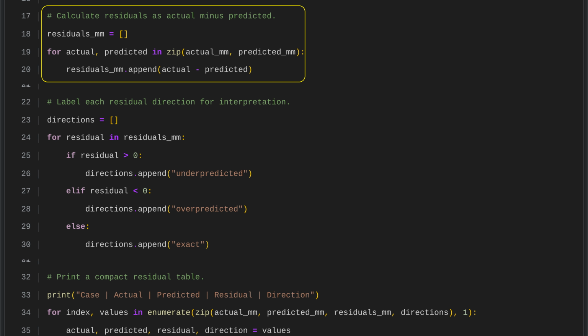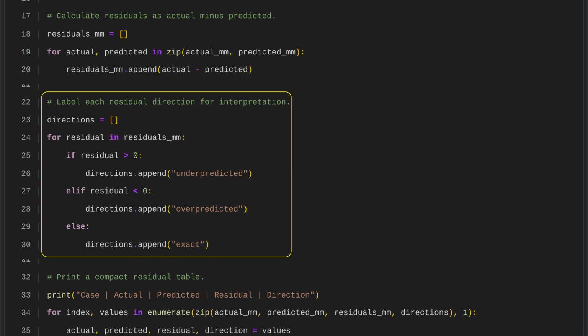To evaluate prediction errors, create a list of residuals by comparing each actual deflection with its predicted value. Pair the two sets of values, subtract each prediction from the corresponding actual measurement, and store the result. These residuals show how far each prediction is from the observed data.